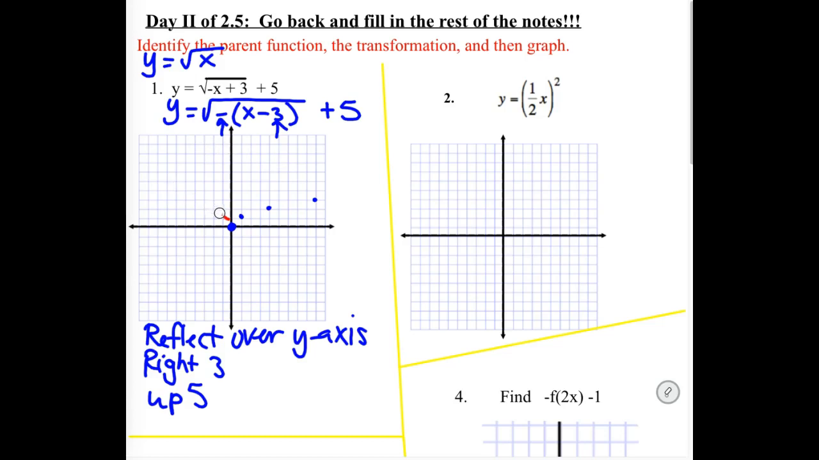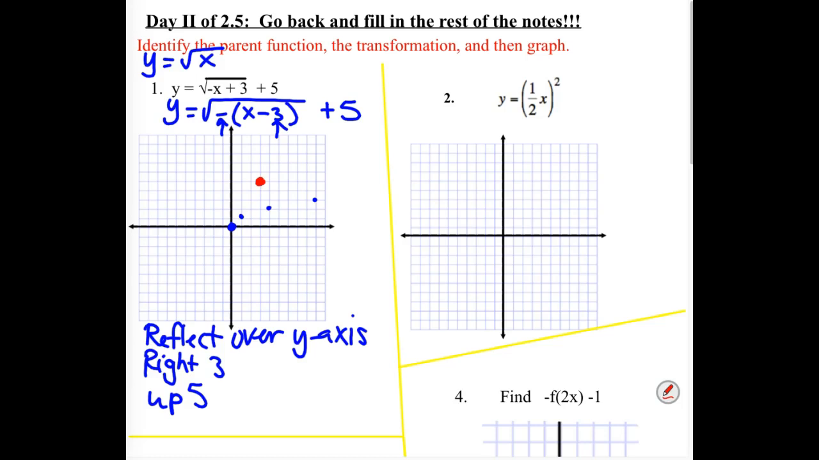Now, let's start with each point. I'll start with my vertex, that 0, 0 point. Okay? I'm going to reflect it over the y-axis. What happens if I'm on the line that I'm trying to reflect over? Stays there. Okay? So, it hasn't moved yet. Then I'm going to move it right 3 and up 5. It's going to land there. Make that a bigger dot. We want to make sure we know that is the end of our curve. We don't go beyond that.